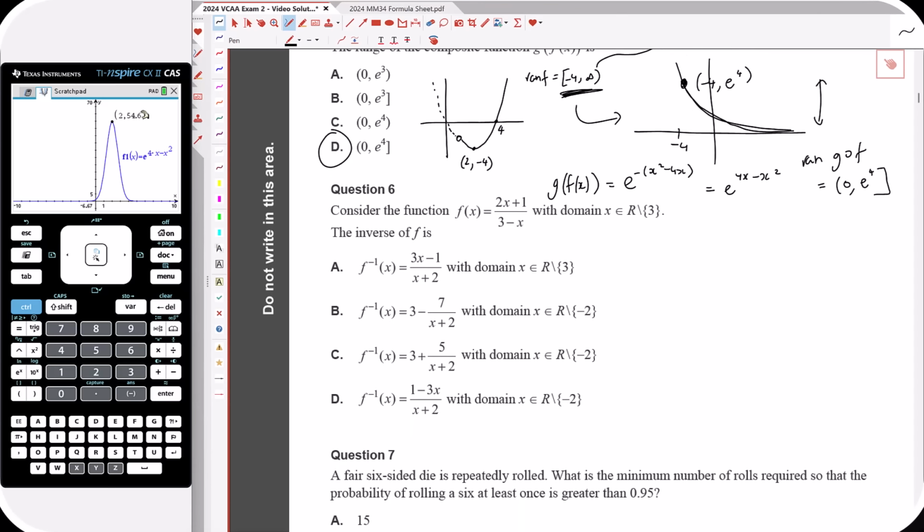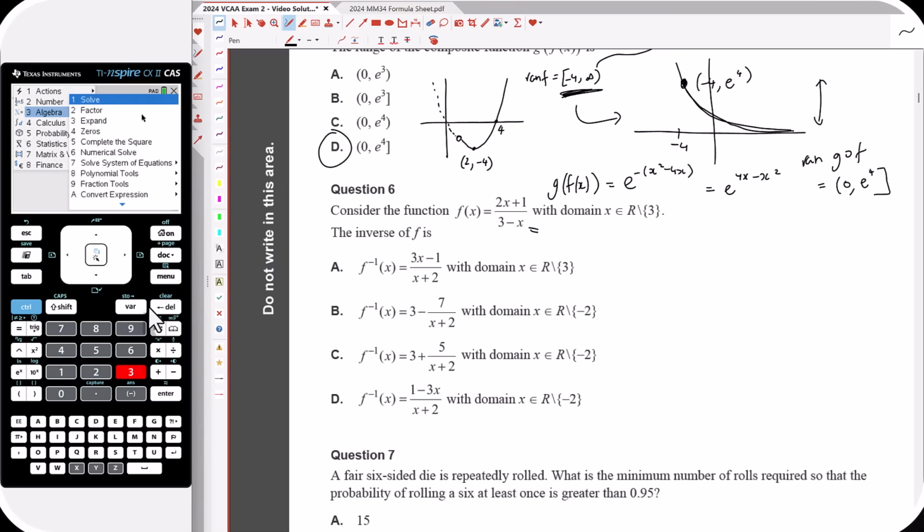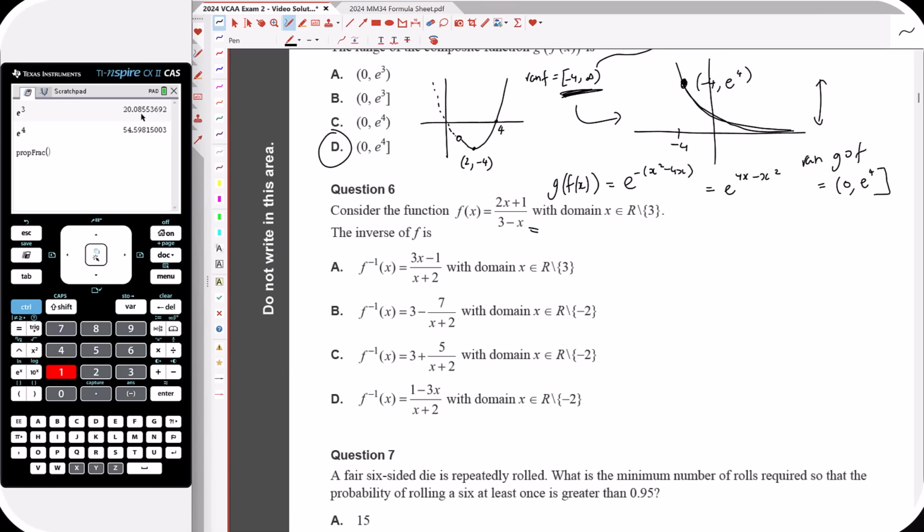Okay, consider the function with domain, the inverse is whatever. Okay, so the domain of the inverse is not likely to be the same as the domain of the original, which is option A, but it might be. So I'd like to know a bit more about what the original function looks like. It's a hyperbola, but it's not in that helpful format for a hyperbola. So I'm just going to get my CAS to convert that into a proper fraction. So I've gone to menu, 3 for algebra, 9 for fraction tools, 1 for proper fraction.